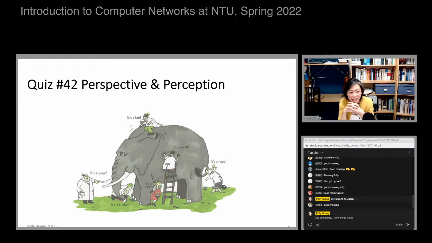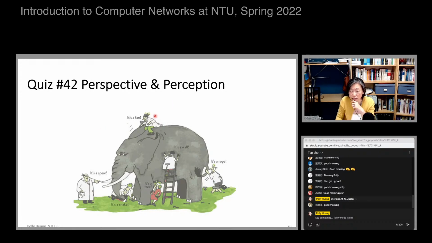So what do we see here in the center of the picture? It's an elephant, isn't it? But you see that we have these scientists that are blindfolded, okay? And they're actually looking at different parts of the elephant.